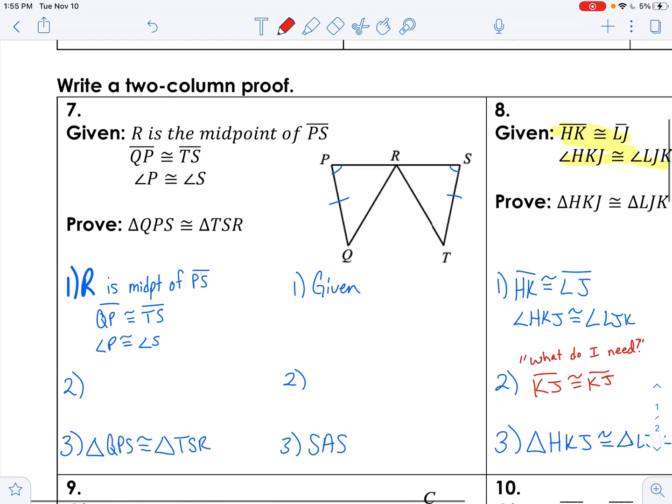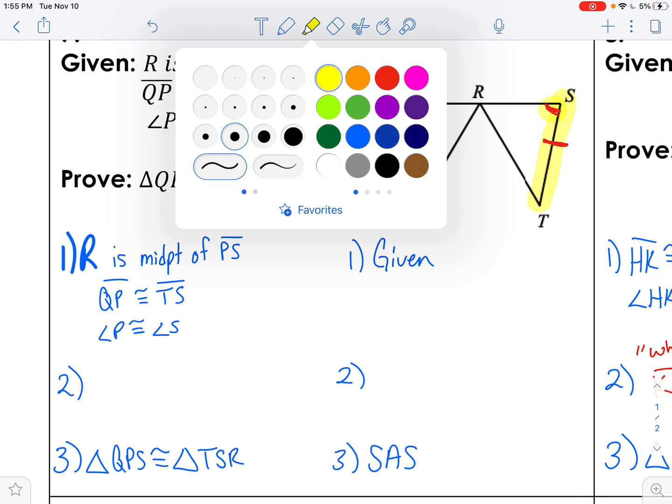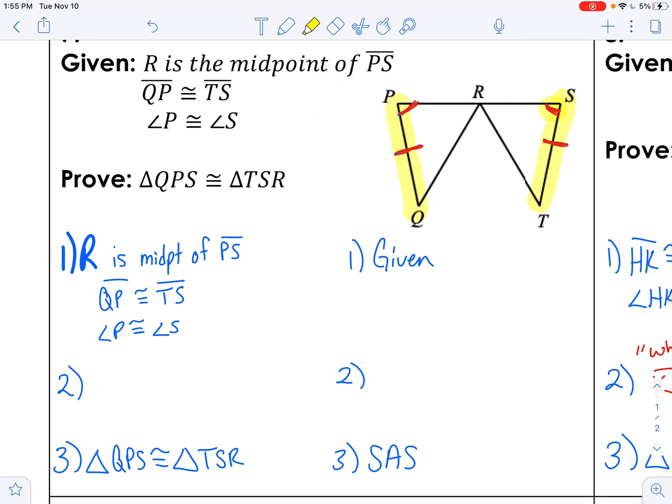Same idea for 7. Copy down what's given. It's your given step. It's always the first thing we do. Take what you're given. Now you got to ask yourself, if this is what I'm given, what do I still need for side, angle, side? I've got a side, I've got an angle, I've got a side, I've got an angle. So what's the next thing that I need to get side, angle, side?